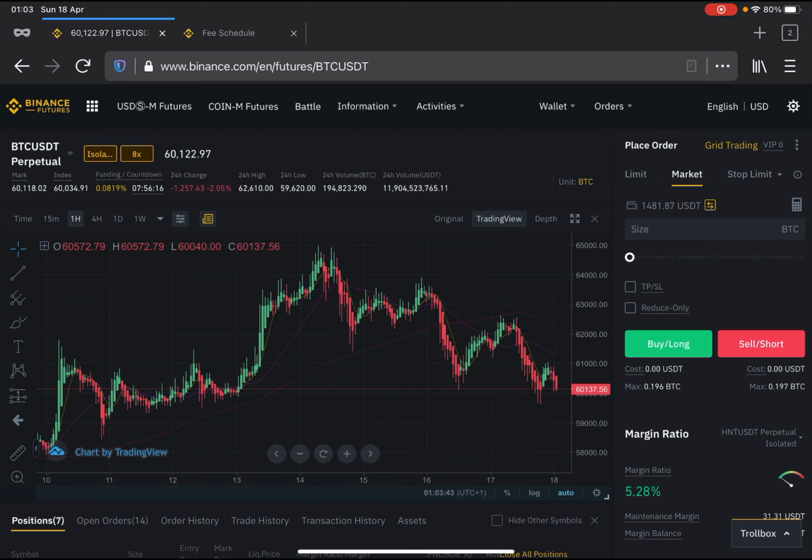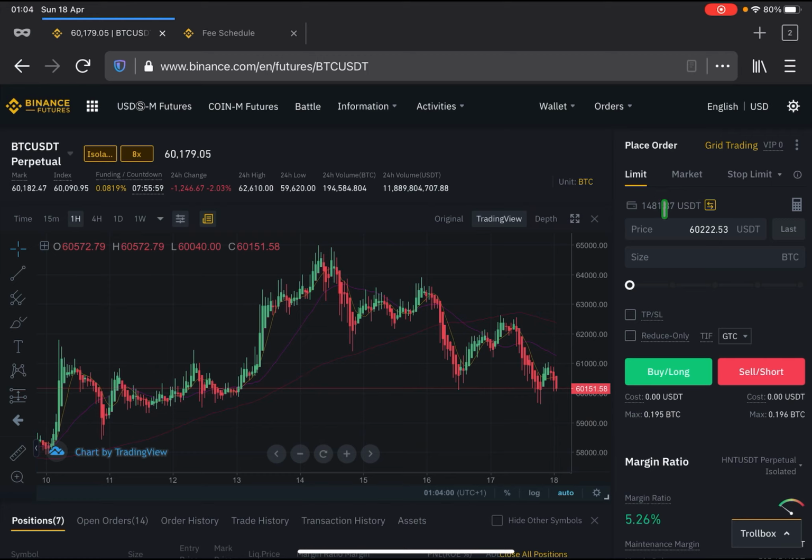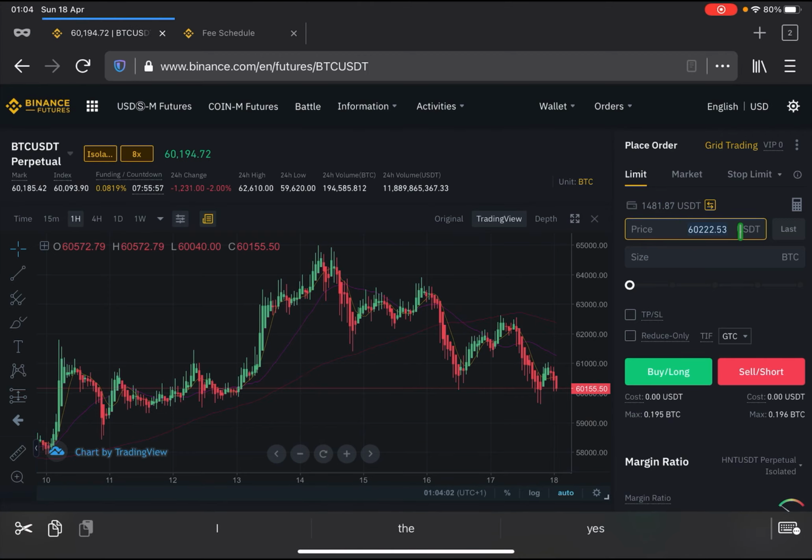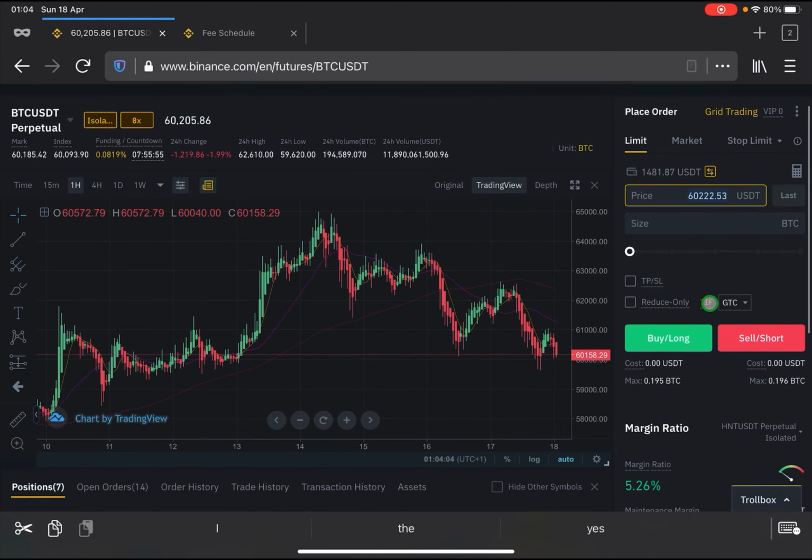That's why Binance allows me to use this method, this way of trading, because their platform is made like that. So yeah, let me show you how to make a trade. Limit order means you can only place the trade when the market gets to that price.